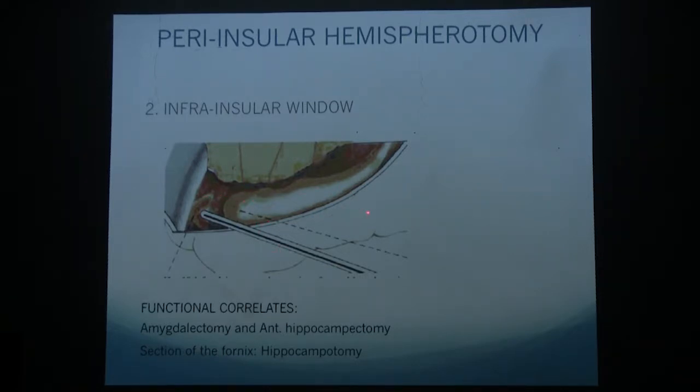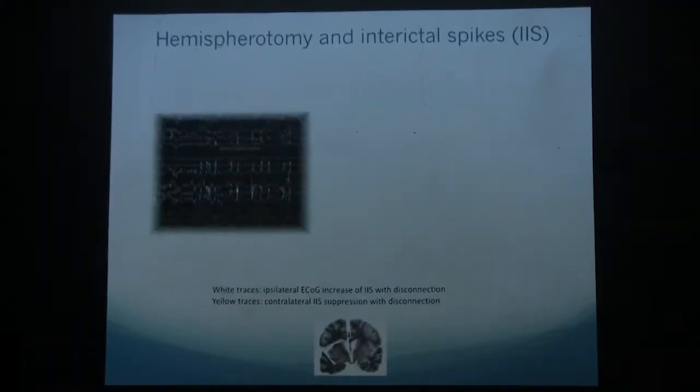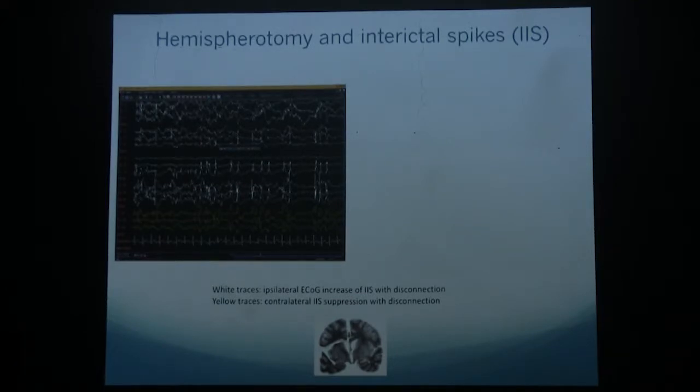The rest of the hippocampus can be left in place because the fornix has been disconnected here previously. And the last stage of the operation is to disconnect the insula, because you can have insular seizures if you do not deal with the insula. So you could remove the insula, but a more elegant way of doing it is to disconnect it at the extreme and external capsule level. So that effectively disconnects the entire hemisphere.